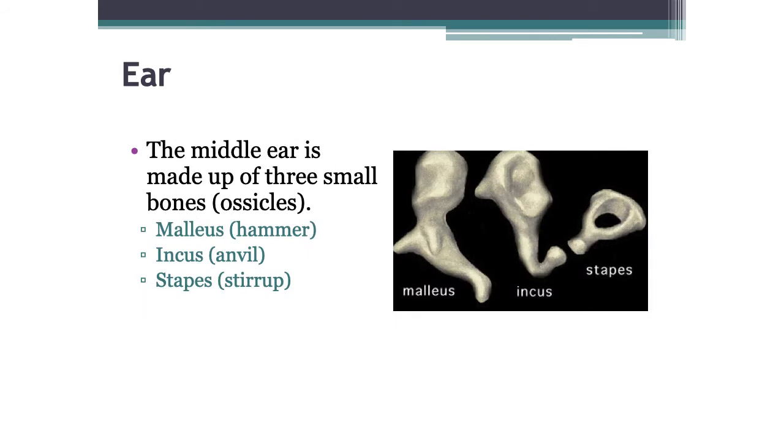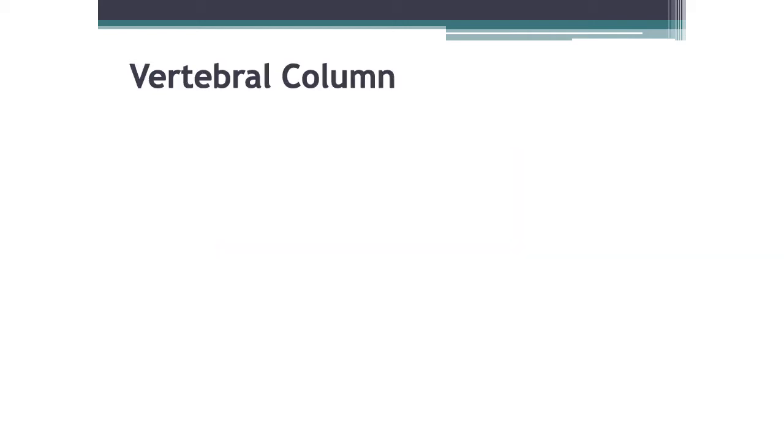Now we have the ossicles, which are going to be the bones of the ear. It's the hammer, anvil, and stirrup. They do have scientific names that you could use, but hammer, anvil, and stirrup are widely used and acceptable options to use when talking about the ossicles.